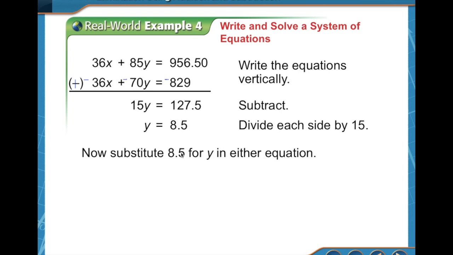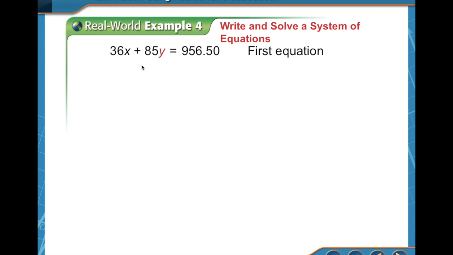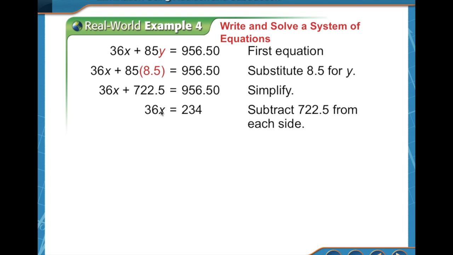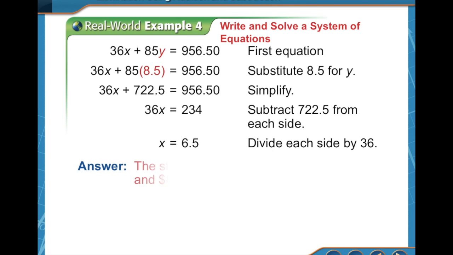So now we can plug in 8.5 for y into either equation. So if we do that on the next slide, plug in here, 8.5. Now you can multiply through, you need a calculator to do all these calculations, but we're just showing the steps. 36x plus 722 and a half equals that. We can subtract away the 700, and 36 times some number equals 234. Divide both sides by 36, and we are done. X is 6.5.